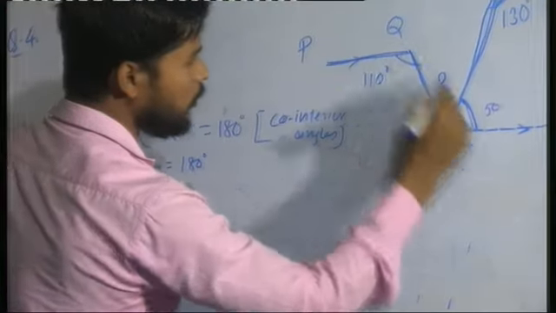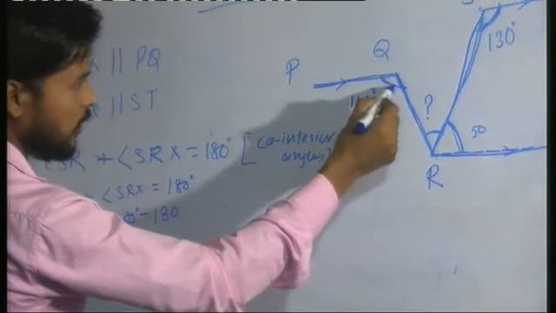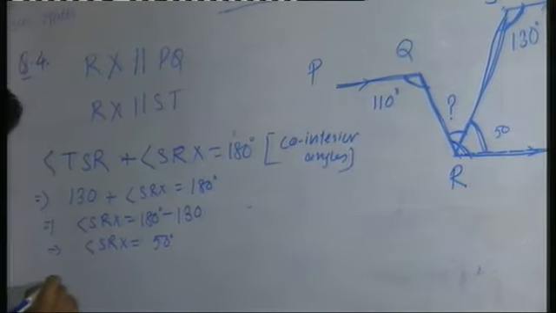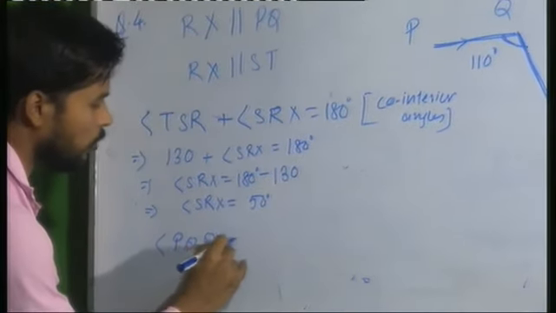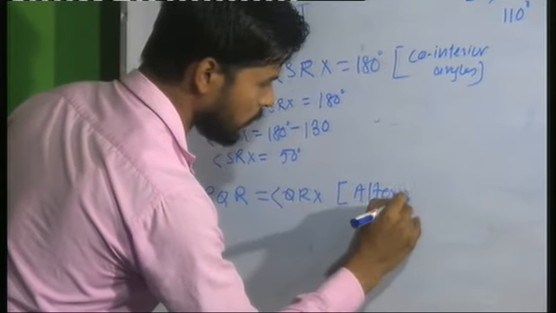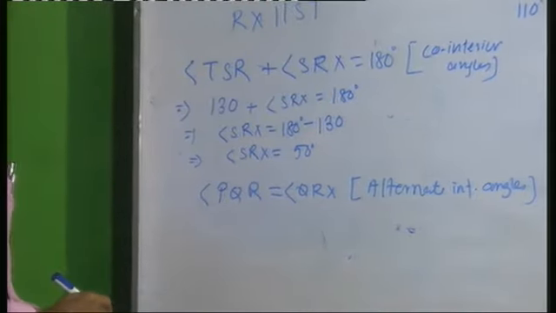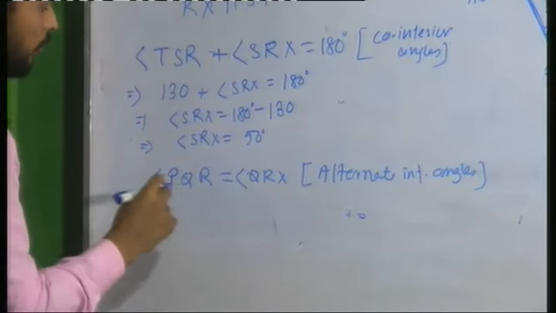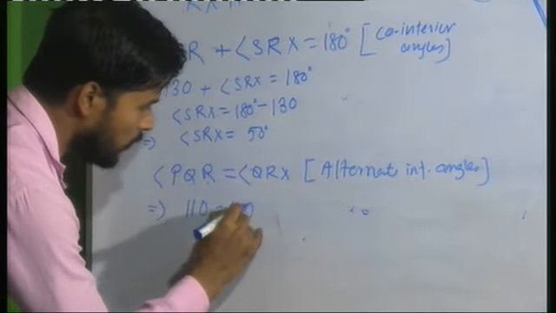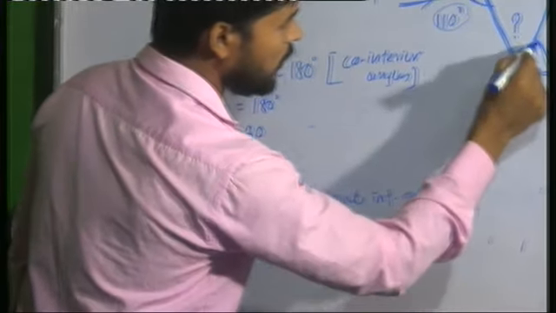Also look, PQ is parallel to XR and QR is the transversal. So this angle and this angle will be equal. Why? Because they are alternate interior angles. So angle PQR will be equal to angle QRX. That means the value of angle PQR, which is given 110 degree, is equal to angle QRX. So this value is equal to 110 degree and this value is equal to 50 degree.